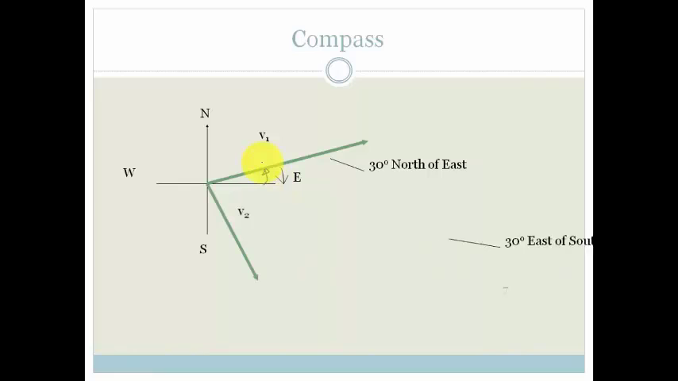If we look at another one, our second vector, you can see that this is 30 degrees east of south, because we're telling you it's 30 degrees. So it's 30 degrees east of south. And again, we're going from the side that it's closest to. So your compass readings are always with respect to the 4 cardinal points.